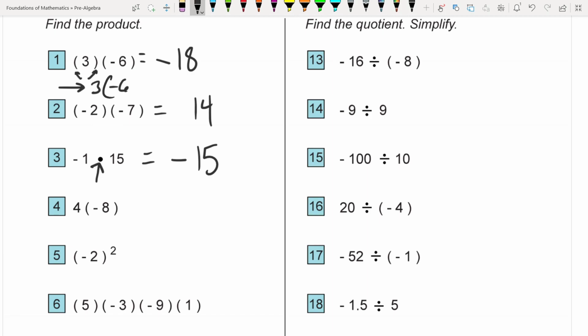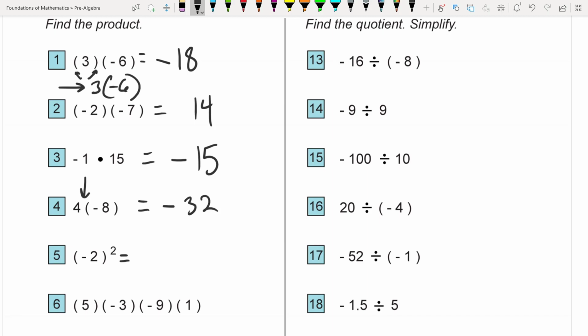If there is a parentheses written, then you assume it would be multiplication if there's no sign between the parenthesis and the number that's leading or following. Just like in this case here, we have no operation written between the 4 and the parenthesis, which means we assume multiplication. 4 times negative 8, positive times negative is negative. 4 times 8 is 32.